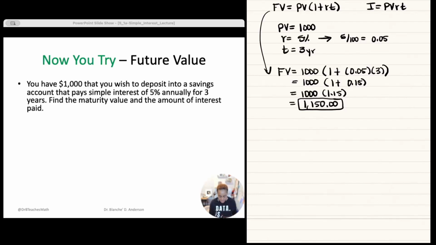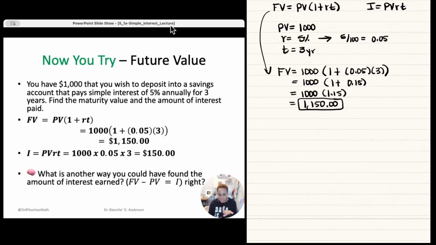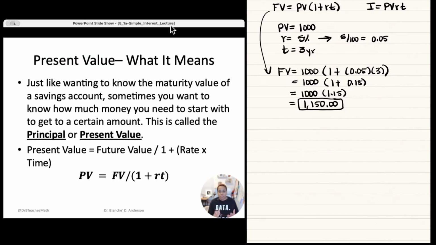And then to find the amount of interest paid, remember, what did you start with? What did you end up with? So 1,150. And then what did I start with? I could use the interest formula, but it's easier: what did I end up with minus what I started with? 150 bucks. Okay? Easy peasy. All right.